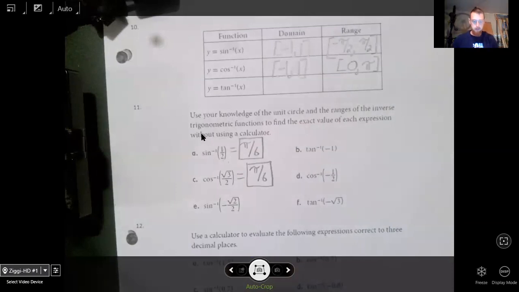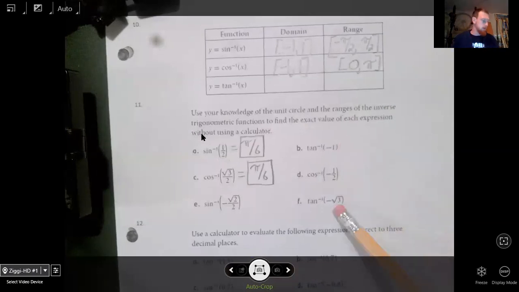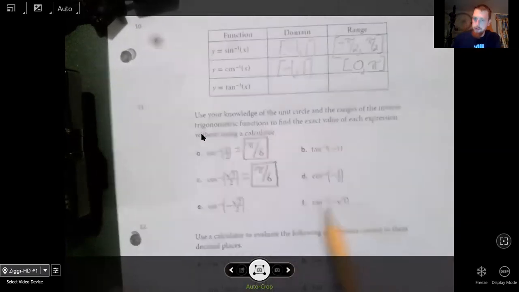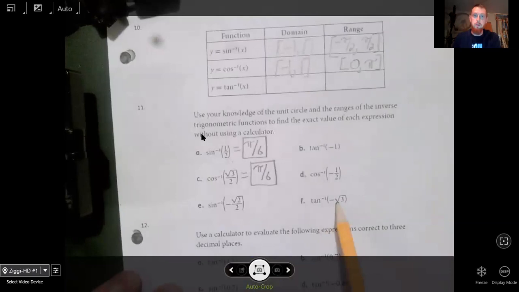My guess is that this one looks a little scarier to you than this one, so we're going to think about this one, okay? So all we're going to do is revert back to our table that we had for tangent of x. In math speak, this is: evaluate the expression inverse tangent of negative square root of 3. That's math people speak for: if the value of tangent is negative square root of 3, what angle are you at in the unit circle?